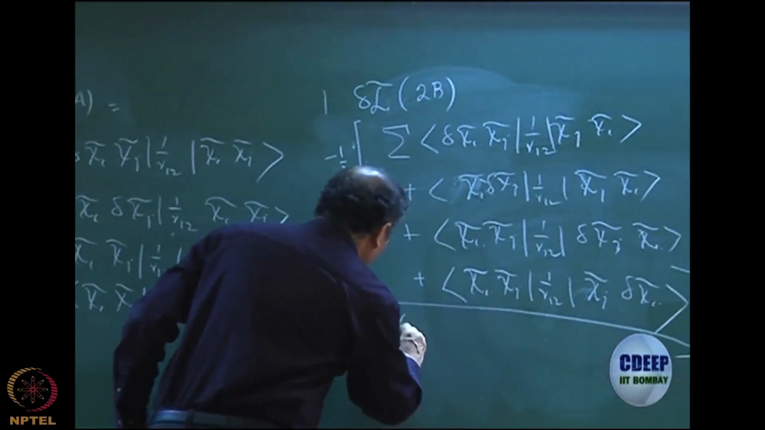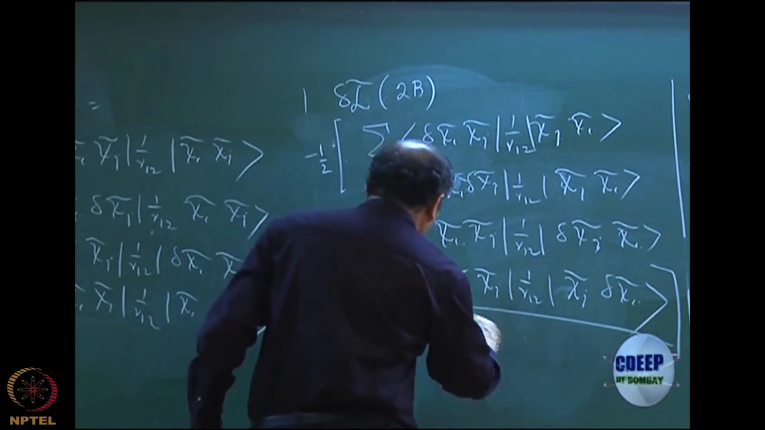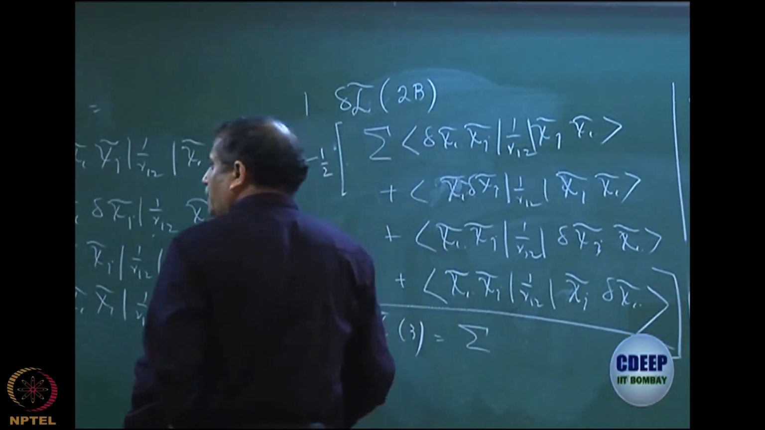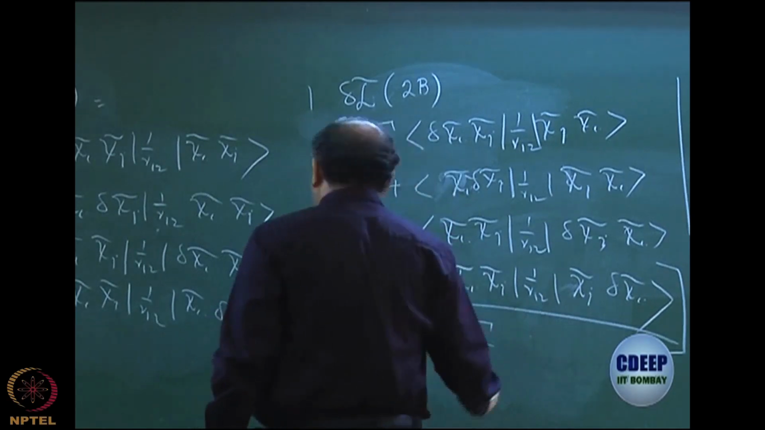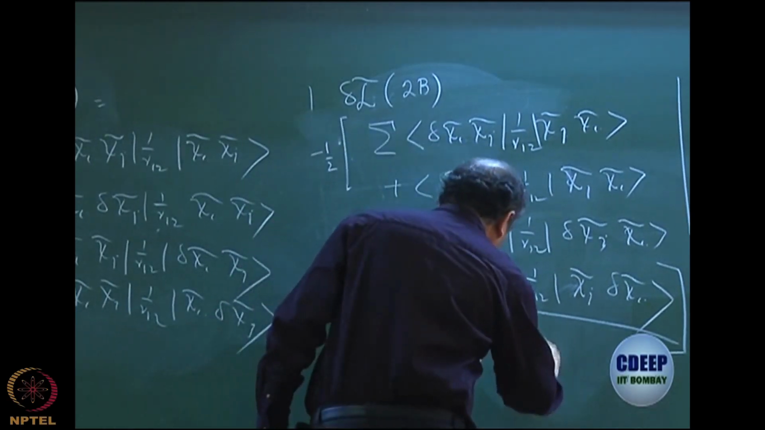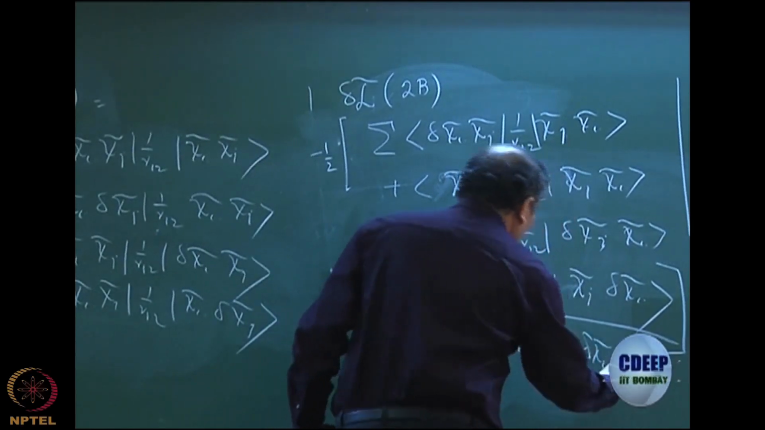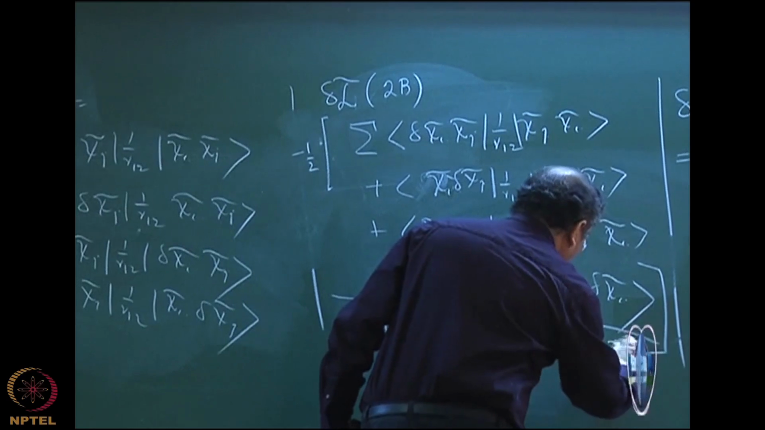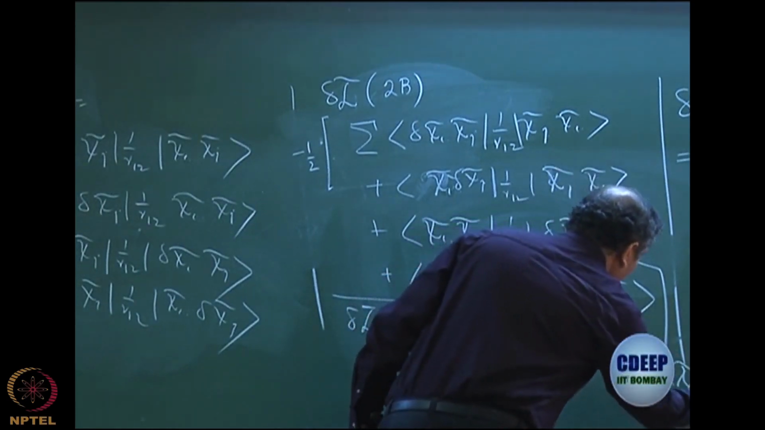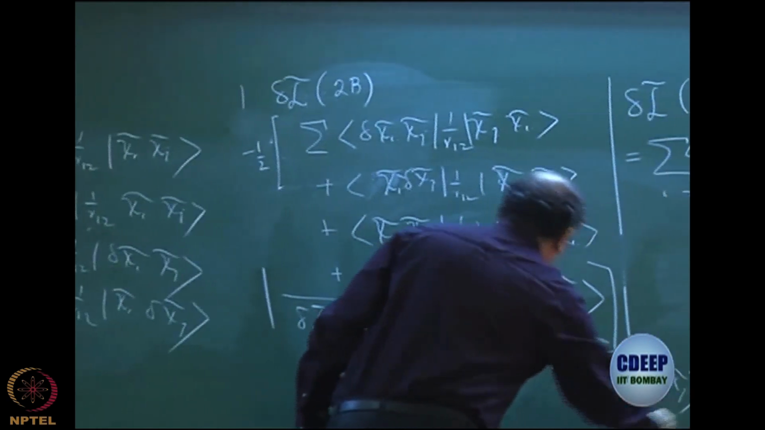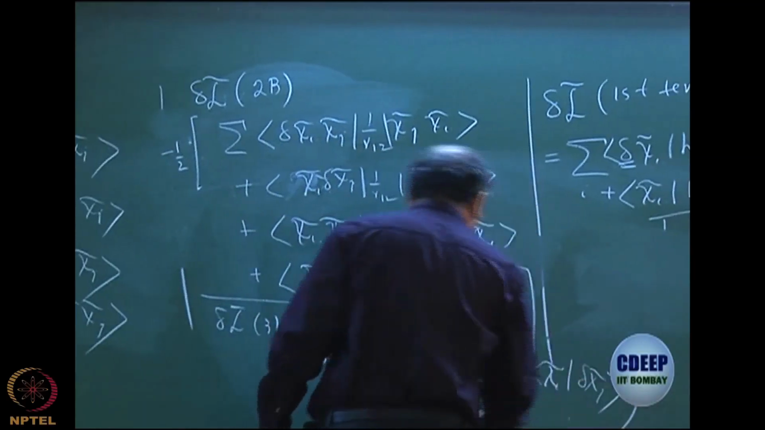So delta L tilde 3 equal to minus, I put a minus, sum over ij, and then I had a lambda ij, which is just a number times delta chi I tilde chi j tilde plus chi I tilde delta chi j tilde. Right?